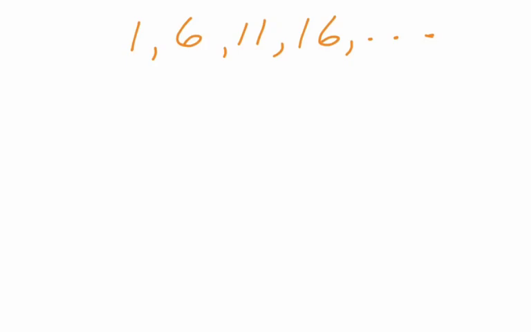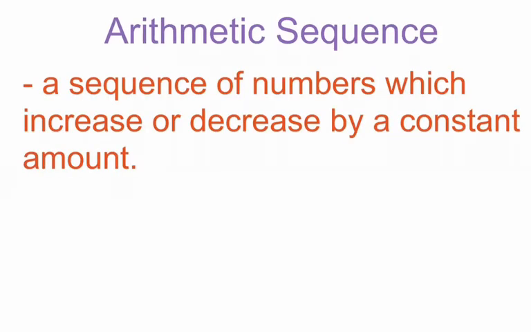So this will be what we use for our first example, and you could probably see from here and figure out what the sequence is going up by. But let's define an arithmetic sequence real quick. An arithmetic sequence is a sequence of numbers which increases or decreases by a constant amount. So we're looking for basically an addition or subtraction amount within the sequence.